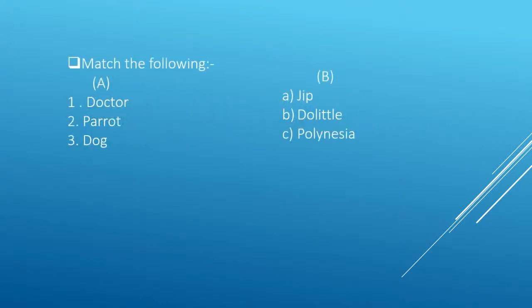Match the following. So, now here there are two columns, column A and column B. So, from column A, doctor. What will be the answer, students? Very good. The doctor is named Dolittle. The second one is parrot. What is the answer? Very good. The answer is Polynesia. And the third one is dog. Very good. The answer is Jeep.